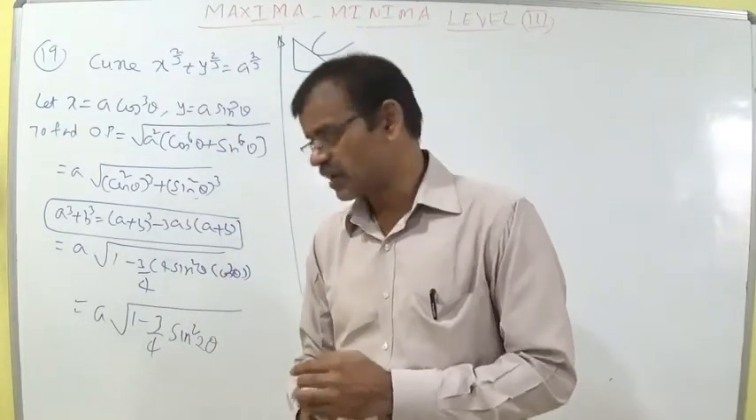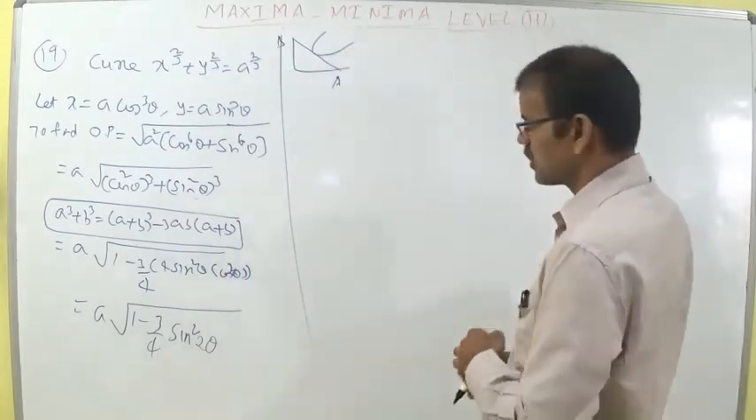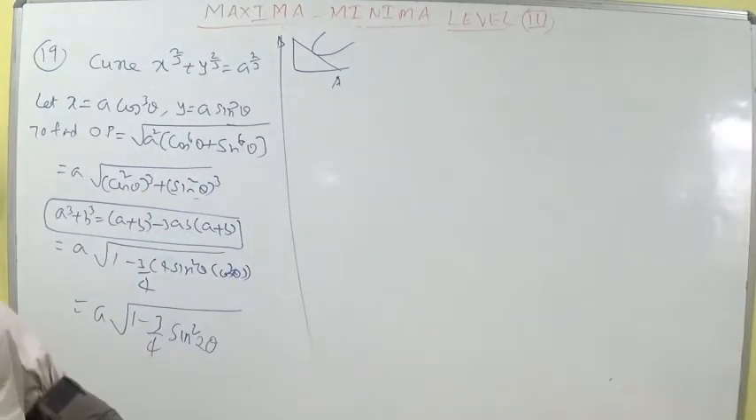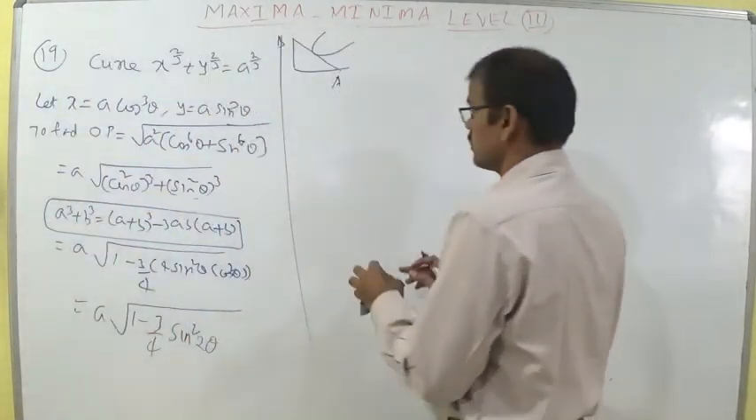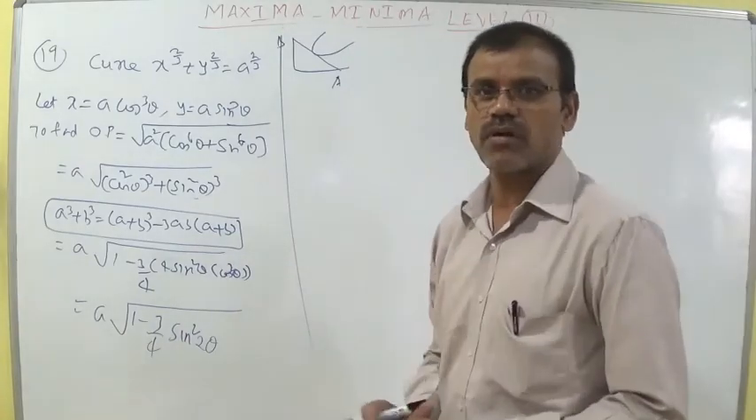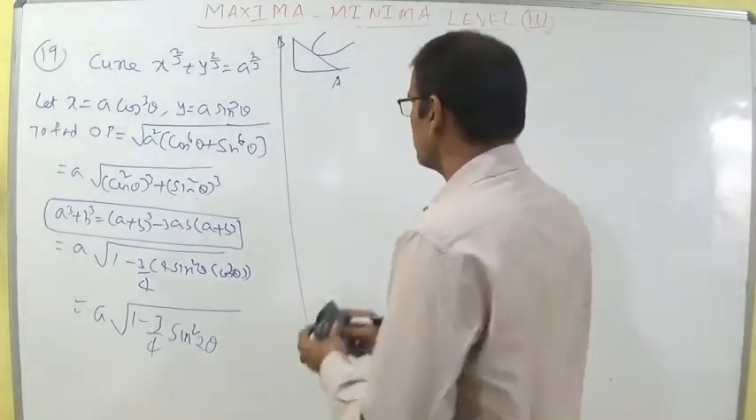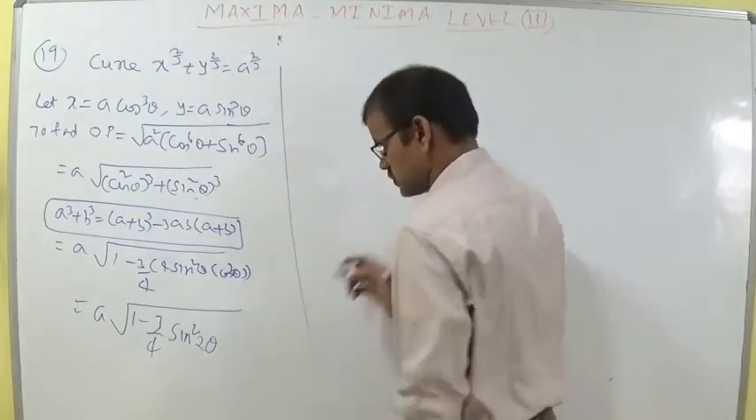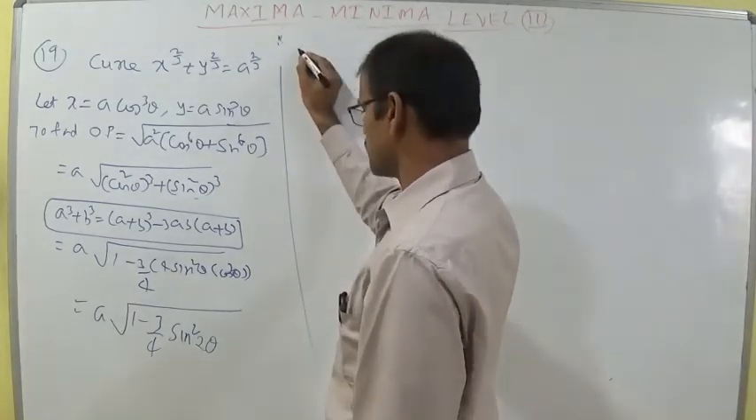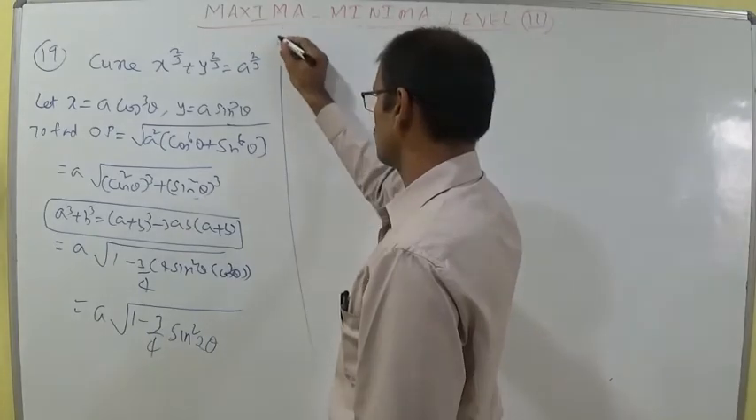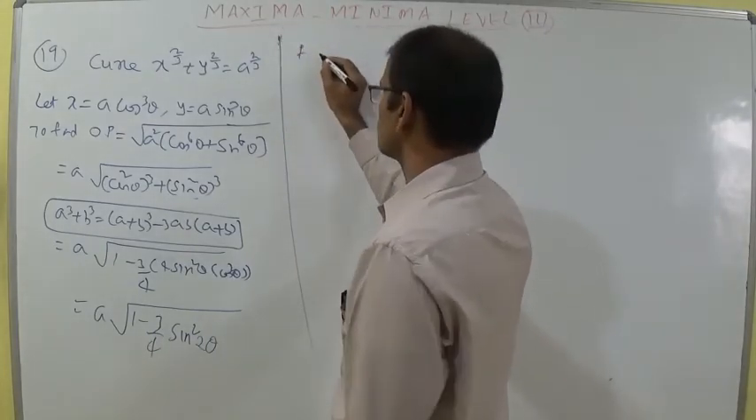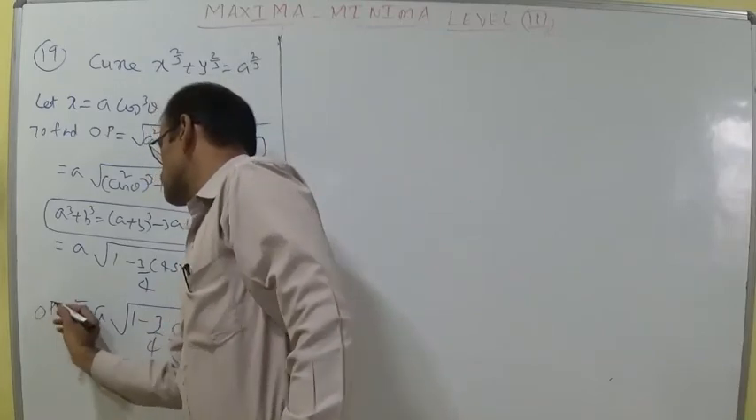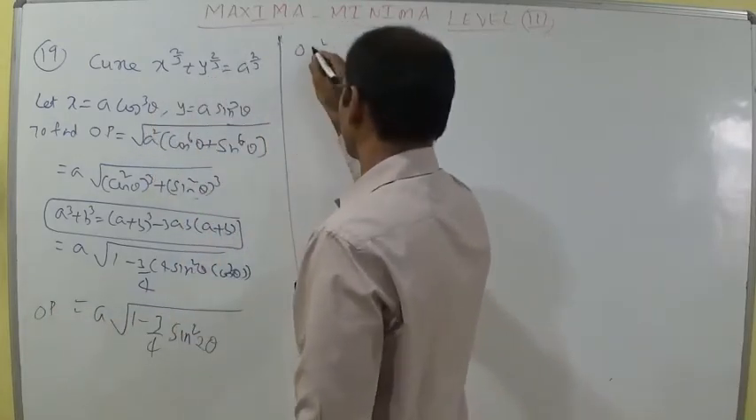This is the second method. Now the third method, the original process. Anyhow, the answer is a, whether you remember it by heart as a formula or otherwise. Now I am explaining the original process. Let us write f of theta. Squaring both sides, OP square, where OP is the distance from the origin to the point.